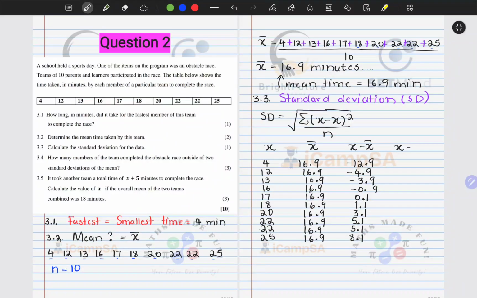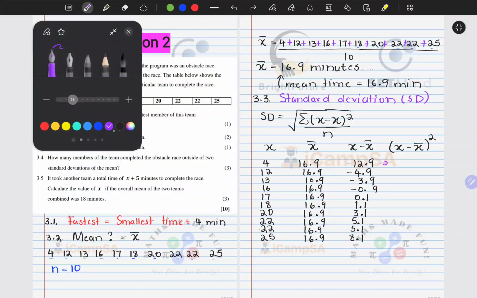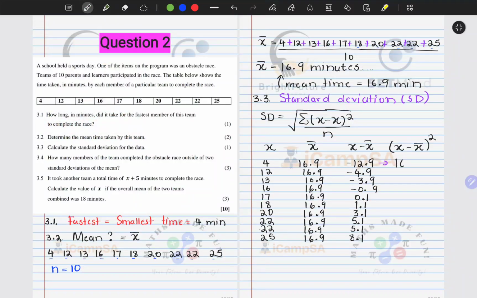And then what we now need to do next is do x minus the mean, all squared. Essentially, I'm taking the value that is here and squaring it. If you take negative 12.9 and square it, you will get 166.41. Then you go to the next one, you take negative 4.9, you square it, and you'll get 24.01.